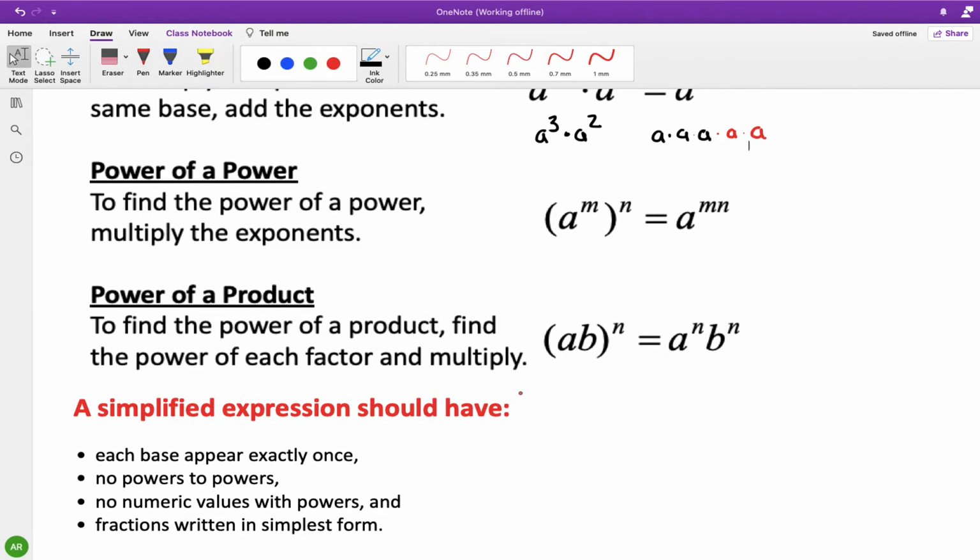Next one, power of a power. To find the power of a power, multiply the exponents. Basically, we have a power, and we have an exponent, and we're going to raise that to another exponent. So the rule is just multiply those two exponents together.